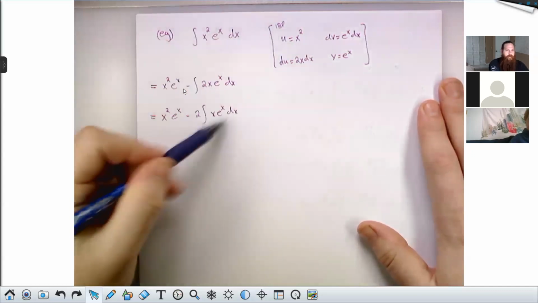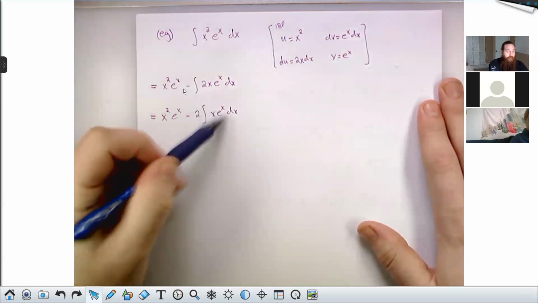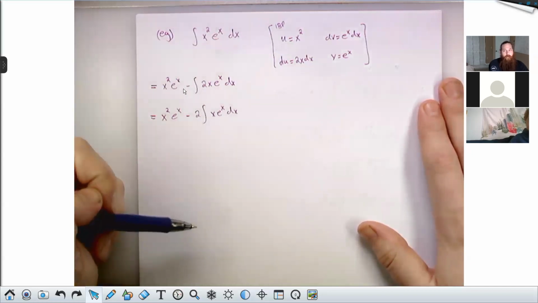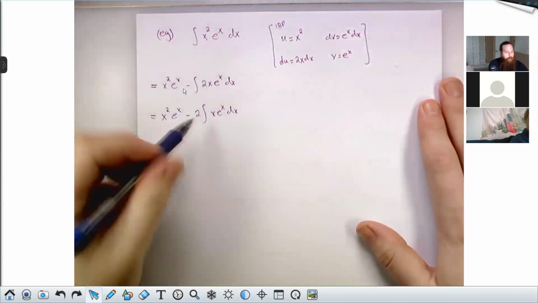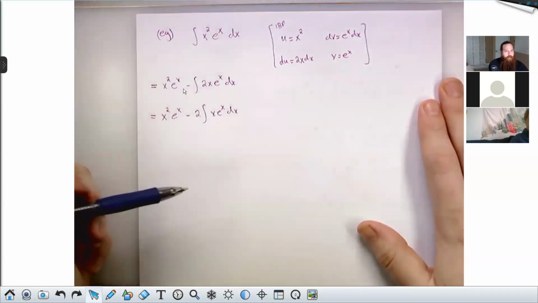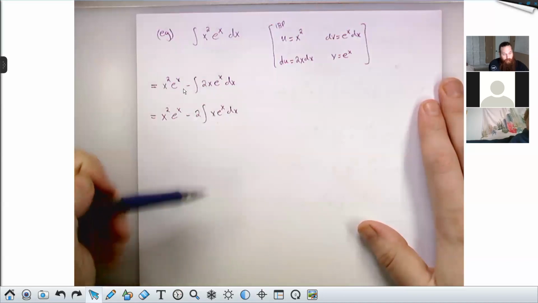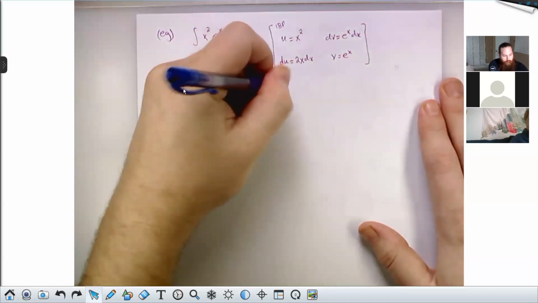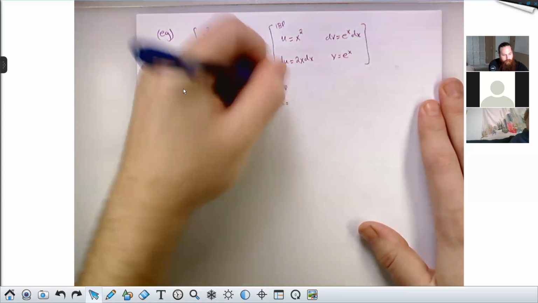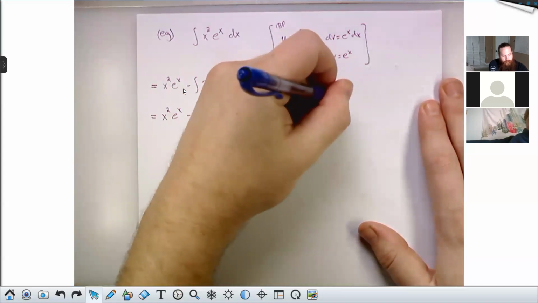And look fresh at this guy. This is actually a problem we solved earlier. Remember? This was the very first example we did, the integral of x times e to the x. And that was an IBP thing on its own. So in other words, what we do here is we run integration by parts twice.